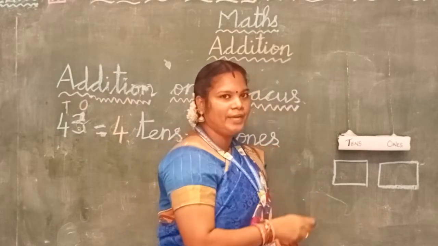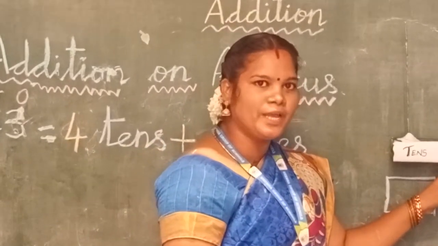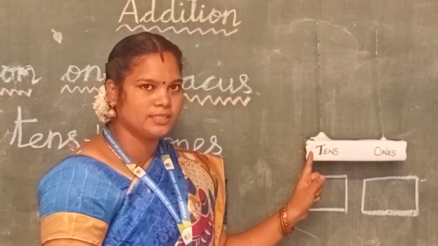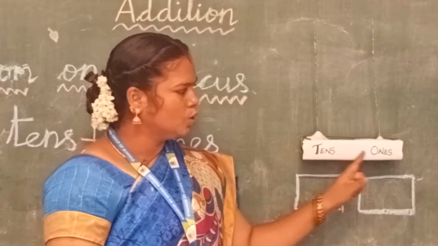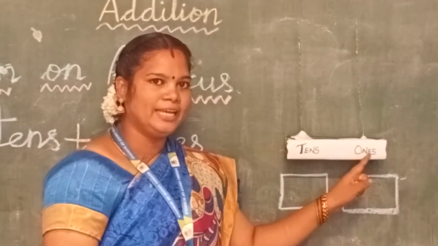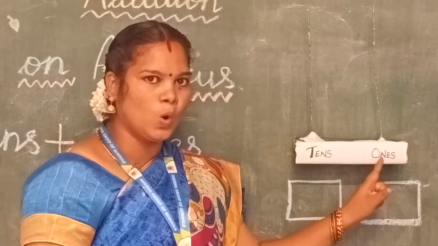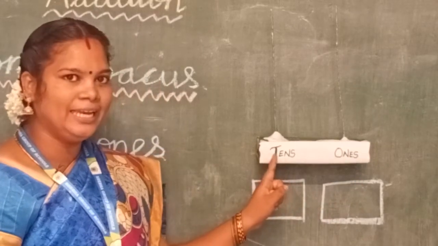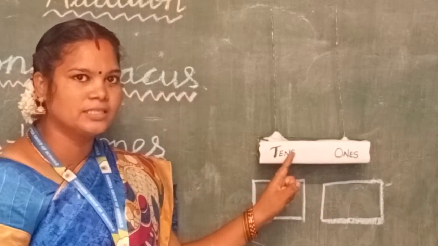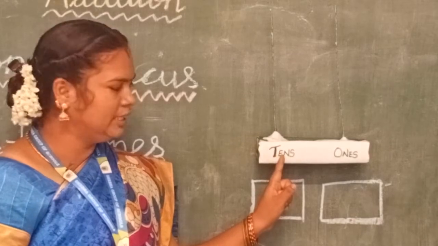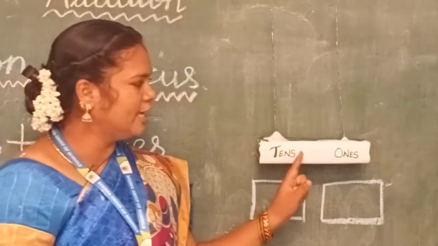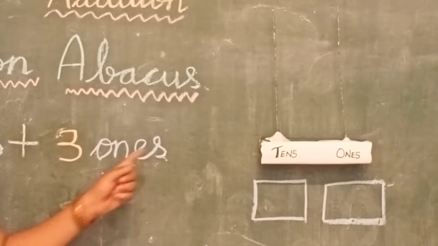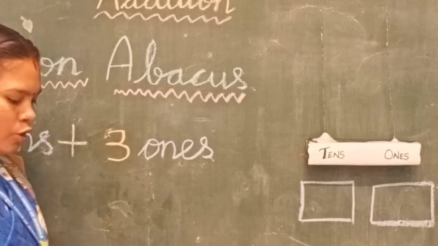Let us put the beads. This ones place. This tens place. O, N, E, S. Ones. T, E, N, S. Tens. Ones place, what number? 3. You put the beads.